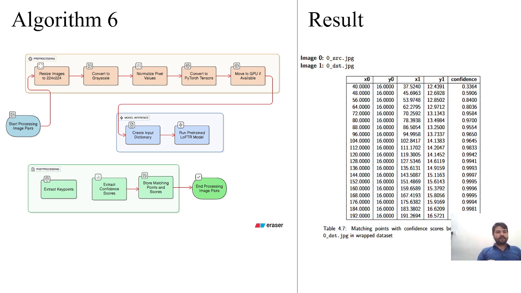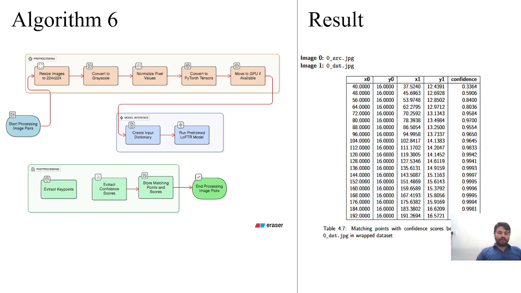Next, in algorithm 6, I use the pre-trained version of LoFTR. In LoFTR, firstly I resize all the images and convert them to grayscale if they are not, normalize the pixel values, convert to PyTorch tensors, and move these tensors to the GPU. Then I create the input dictionary and run the pre-trained LoFTR module.